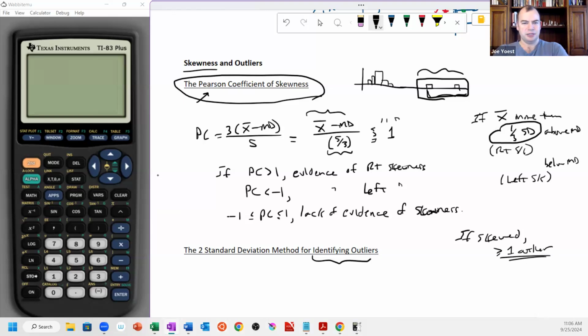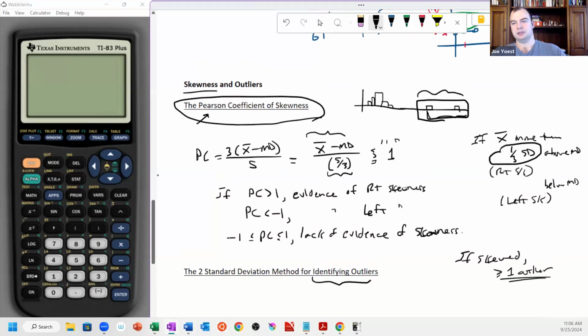However, let's say I do a Pearson coefficient of skewedness and it comes up to be 1.5. I look at my data set and it looks like this. Well, in that case, at least according to the Pearson coefficient of skewedness's definition, if I say the data set is right skewed, I know that this rightmost data point, this data point with the highest value, has to be an outlier, at least according to this definition.